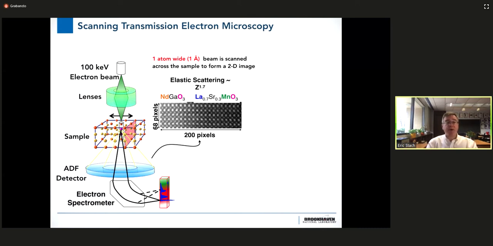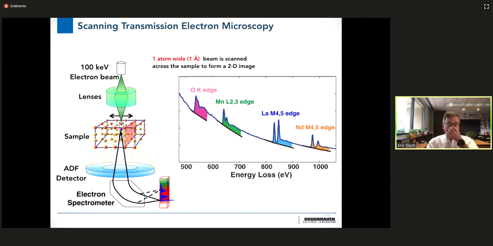So here we are from this same sample. We see, in this case, it was neodymium gallium oxide grown on lanthanum strontium manganate. So this was chosen particularly because it's got a nice set of edges for the example. But you see the oxygen K edge, the manganese L23 edge, the lanthanum M45 edge, the neodymium M45 edge. The same things that you see in X-ray absorption spectroscopy are present in electron energy loss spectroscopy.